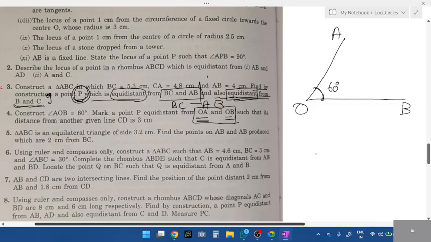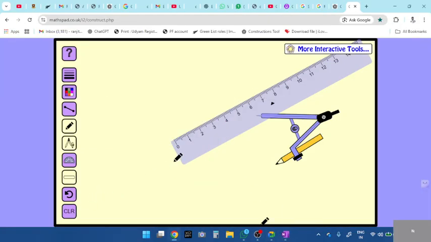Why is nobody replying? P is equidistant from OA and OB. When two lines are given, it is an angle bisector, right? Yes. First draw triangle AOB. All of you will construct triangle AOB with 60 degrees. Do you all know how to construct 60 degrees?